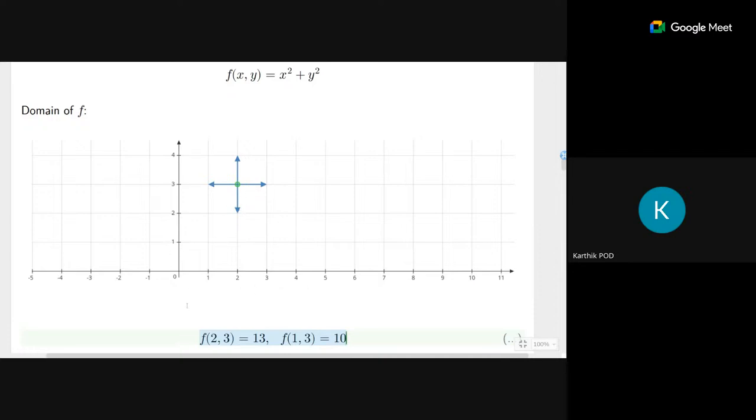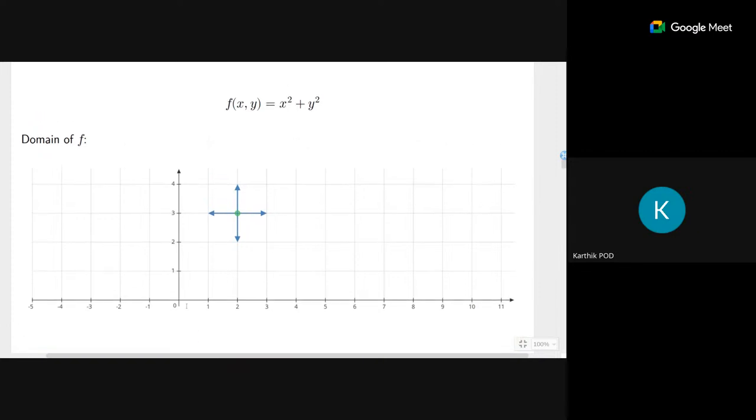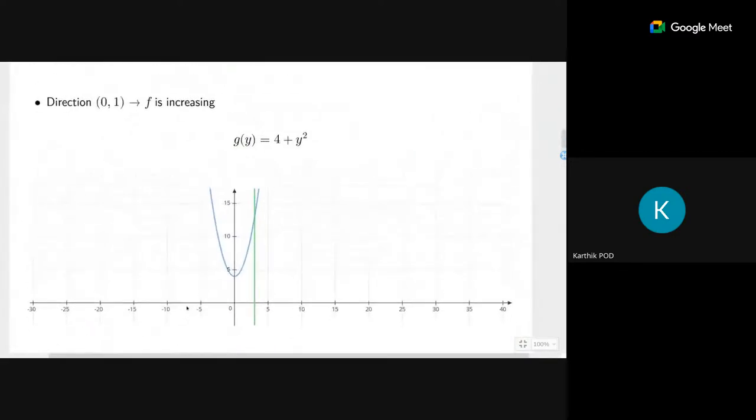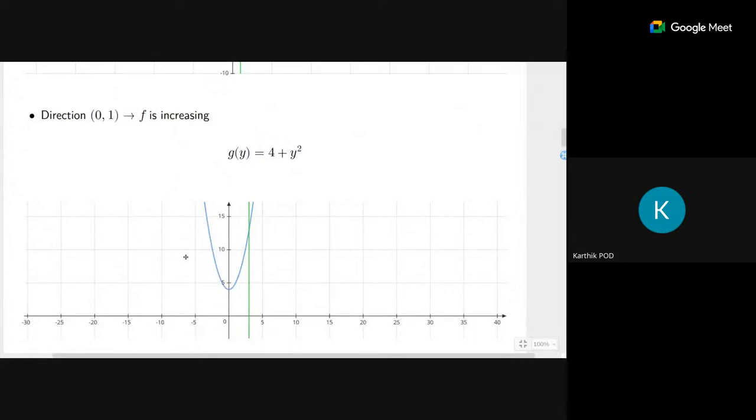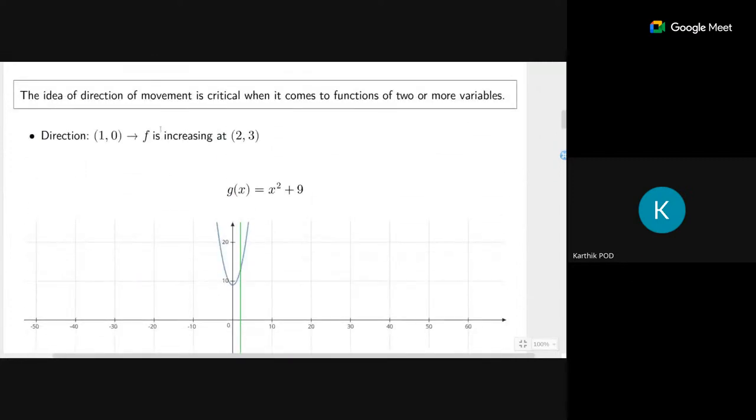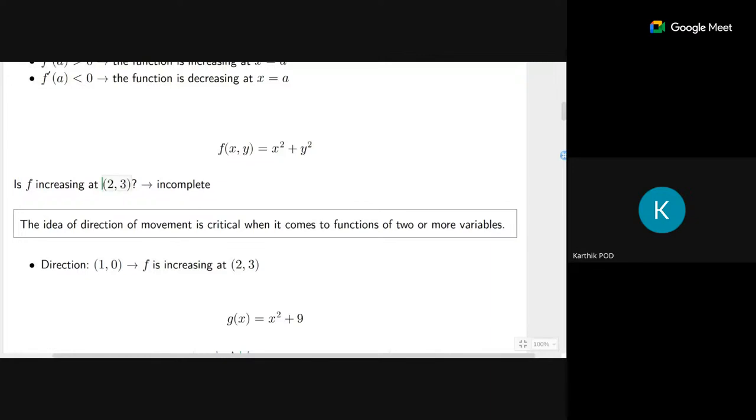So the takeaway is, when you're looking at functions of two variables, you can't just ask the question, is f increasing at 2, 3? That's an incomplete question. You have to ask what is happening to f at a point in a given direction. This is what makes a complete question if you are dealing with multivariable functions. So the direction is important. Without the direction, the question is incomplete, right?